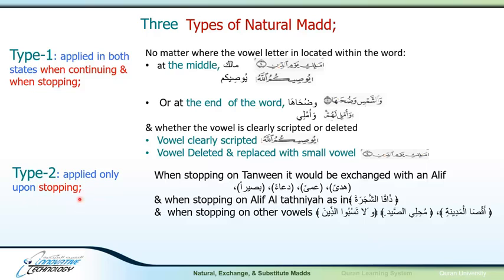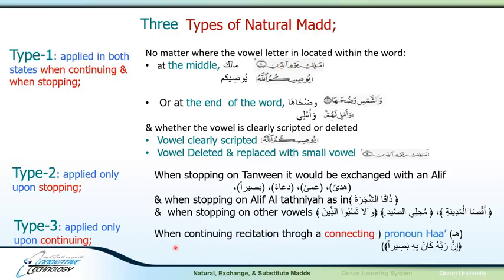Now, the opposite is possible, where the natural mad could happen only upon continuing the recitation rather than stopping it. This happens when we have ha al-wasl, a pronoun ha. إِنَّ رَبَّهُ كَانَ بِهِ بَصِيرًا. رَبَّهُ, إِنَّ رَبَّهُ كَانَ بِهِ بَصِيرًا. Now, if we stop at رَبَّه, we say إِنَّ رَبَّه, then there is no mad.